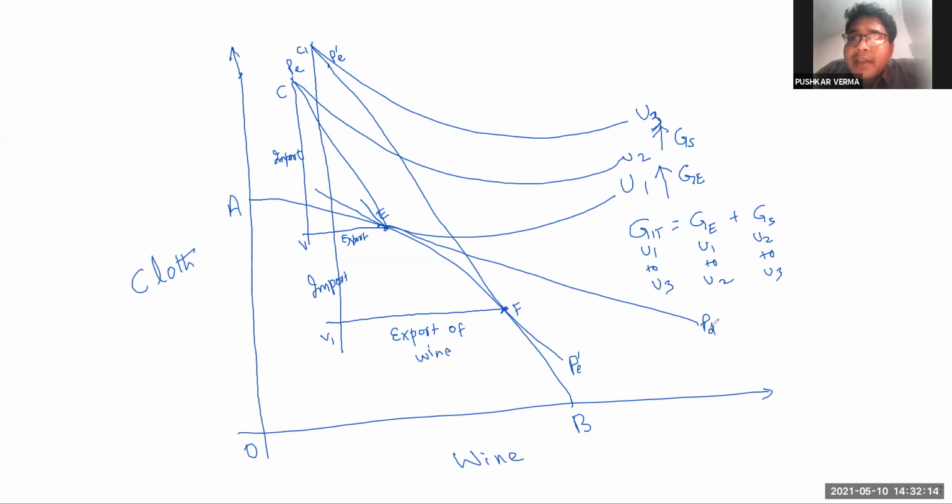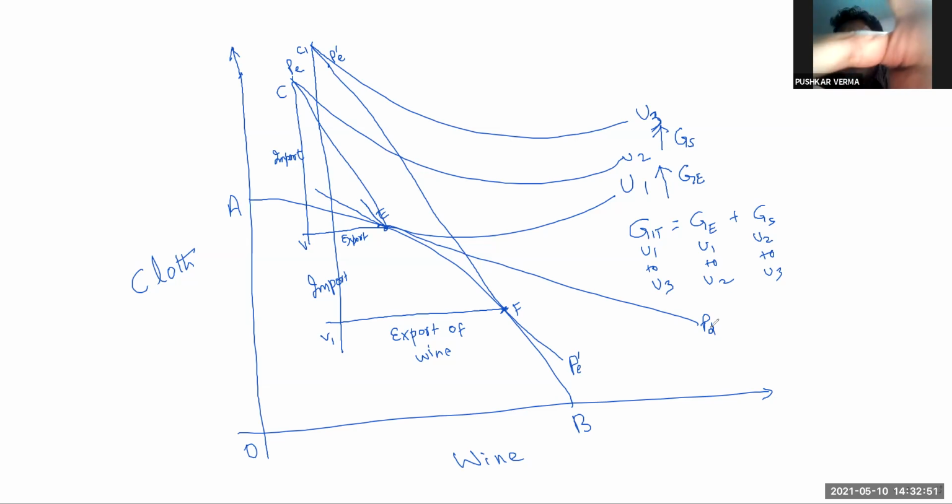Sir, again, on the x-axis there is wine, on the y-axis there is cloth. AB is the production possibility curve. Initially, the domestic point of equilibrium was at point E, where the domestic price line PD was tangent to the community indifference curve U1. Now, with the available production, the country exported a part of it, that is VE, and in exchange, the country imported a part, VC, of cloth.